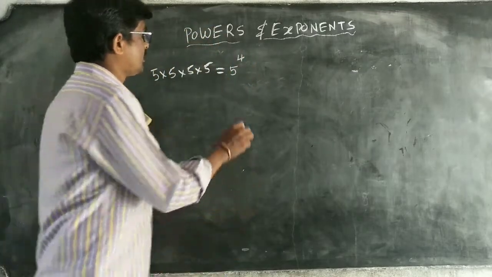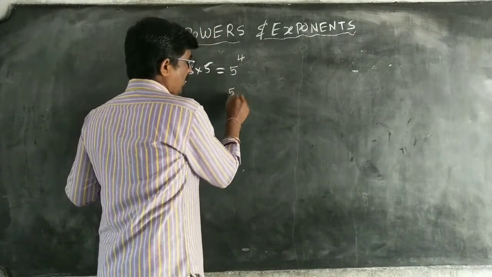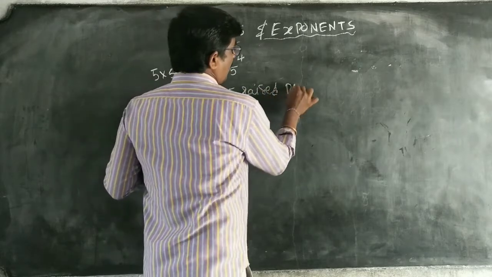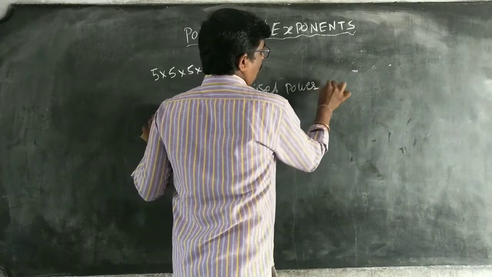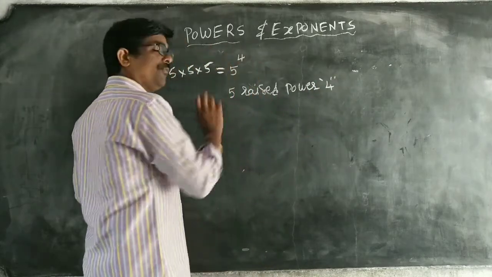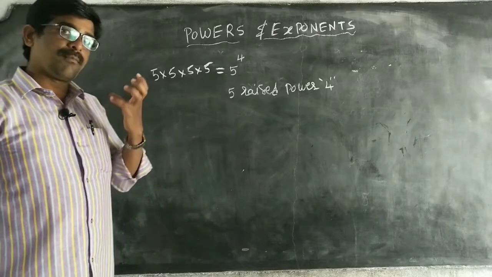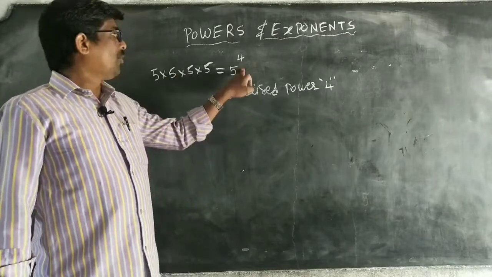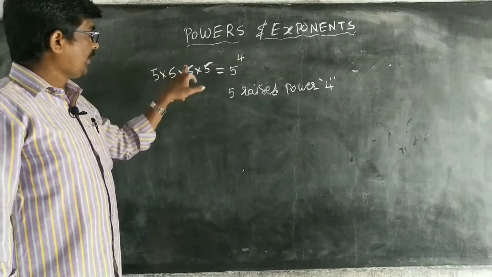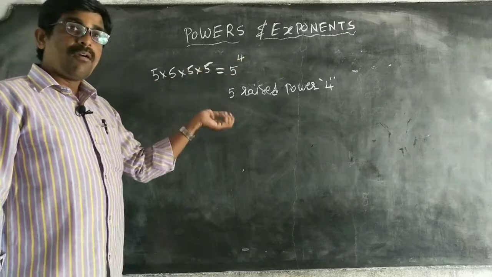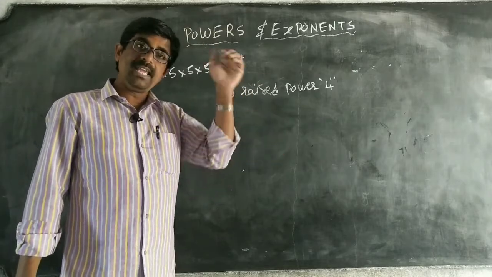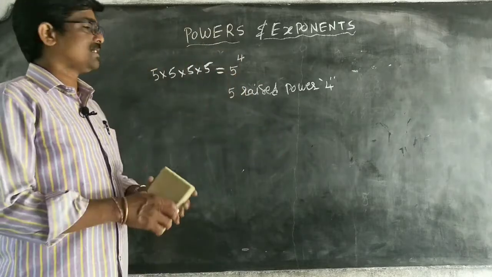We write 5 raised to the power 4. Understand? So whenever we multiply 5 four times, we write 5 power 4, instead of 5 into 5 into 5 into 5. Here multiplication becomes very easy in these situations.